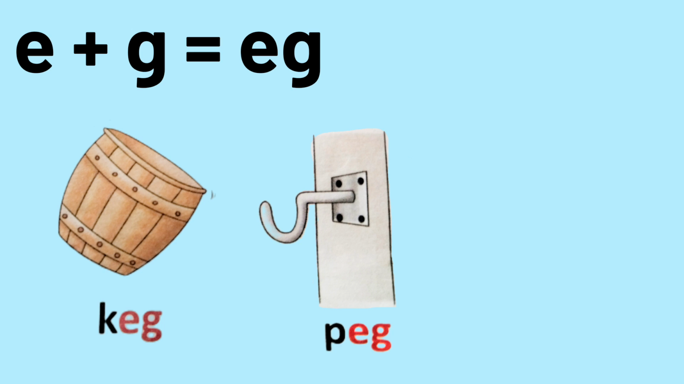In the third example, you can see that it is L-E-G. So, once again, EG sounds like egg and L sounds like L. So, when we pronounce them together, it gives us leg.